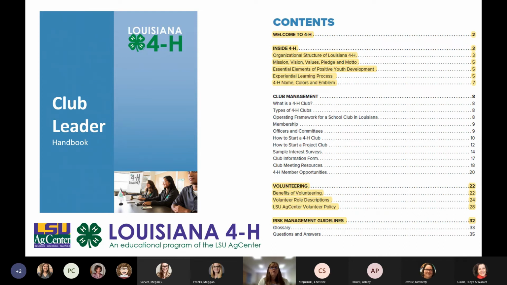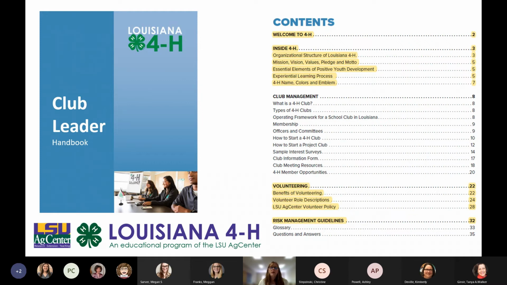And then there's the club management section, but I go into that more so within the training portion of my day and throughout the year with my leaders. And so I do not have that portion highlighted because I'm strictly talking about orientation.